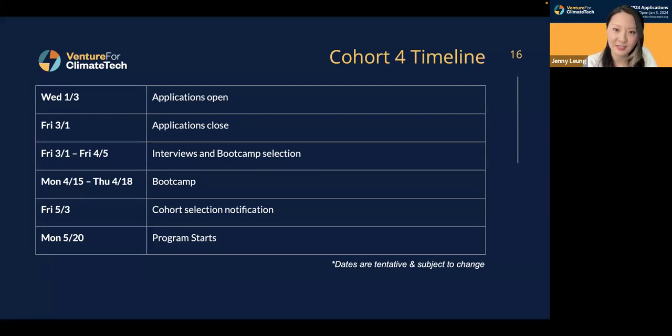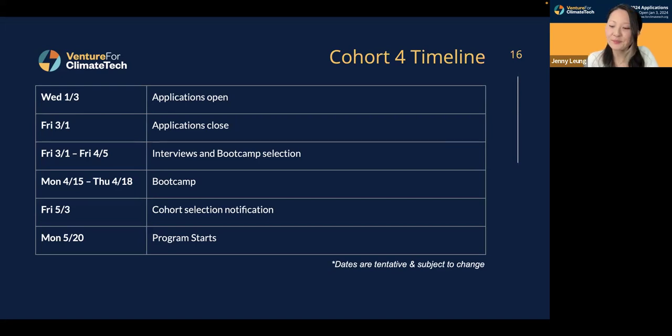It is part of our down selection process, and I think it's kind of special compared to some of the other down selections that I've been a part of in other accelerators. Our cohort will be finalized on Friday, May 3rd, with the cohort starting on Monday, May 20th. There's a little asterisk here that says dates are tentative and subject to change. However, I think we're pretty set on the timeline. If anything were to change, you would obviously get notification of it, but this is the beat that we are drumming to.